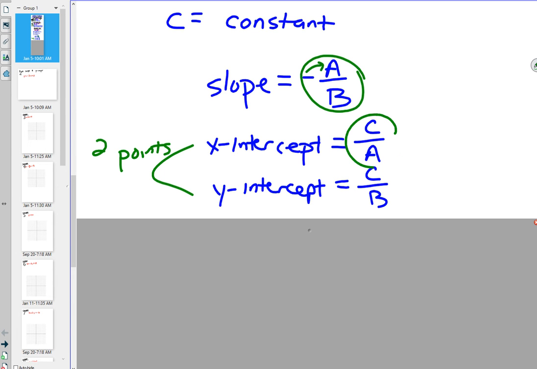These are gonna be the 2 points. This part of your printout is fine. This part is not. So fix the y-intercept one. And that should say C over B. Don't come to me later on and say, oh, you didn't tell me.